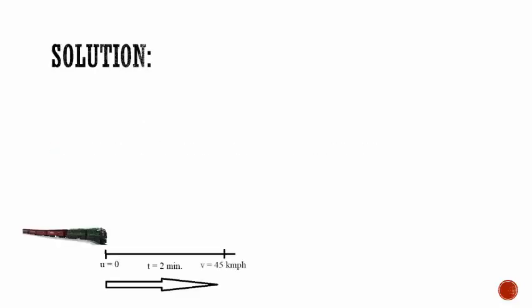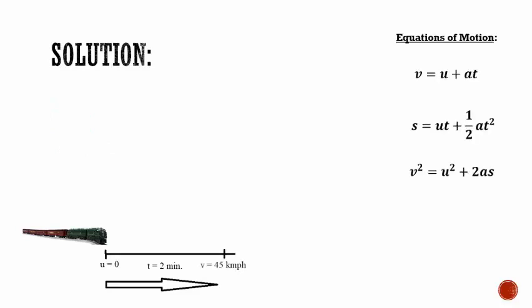We can solve this problem using the equations of motion, that is v = u + at, s = ut + ½at², and v² = u² + 2as. These are all the equations of rectilinear motion. For the given case, to find the uniform acceleration of the train, we can use the first equation of motion, that is v = u + at.